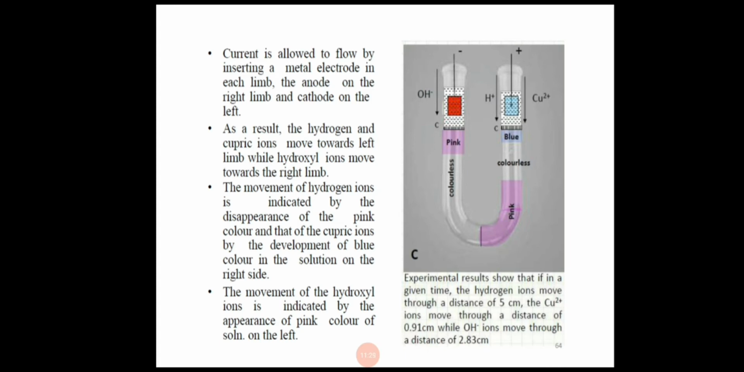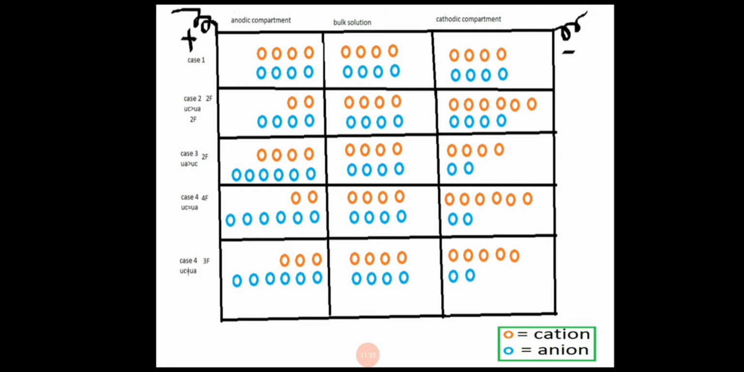This is observed by performing this experiment. You just go through it. Now let us see how, even though the speed is different, the quantity of substance deposited at their electrodes is the same. Let us see. This experiment is called the Hittorf experiment.